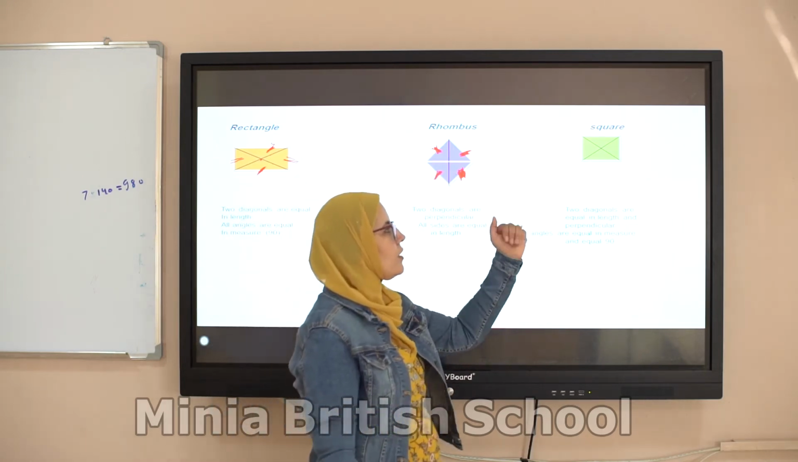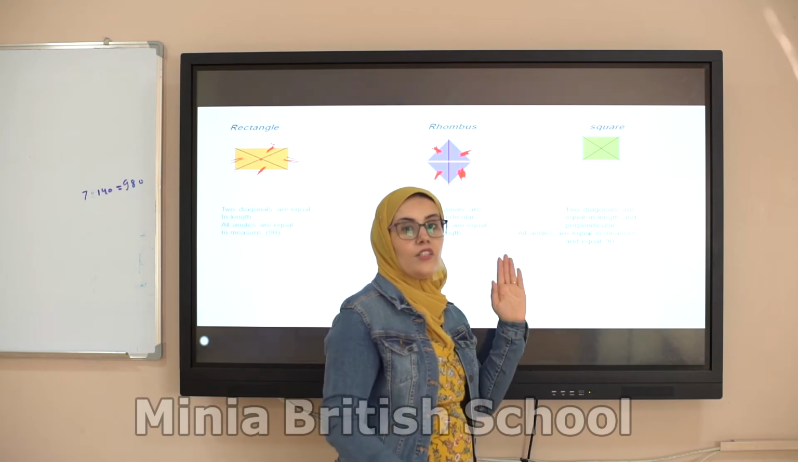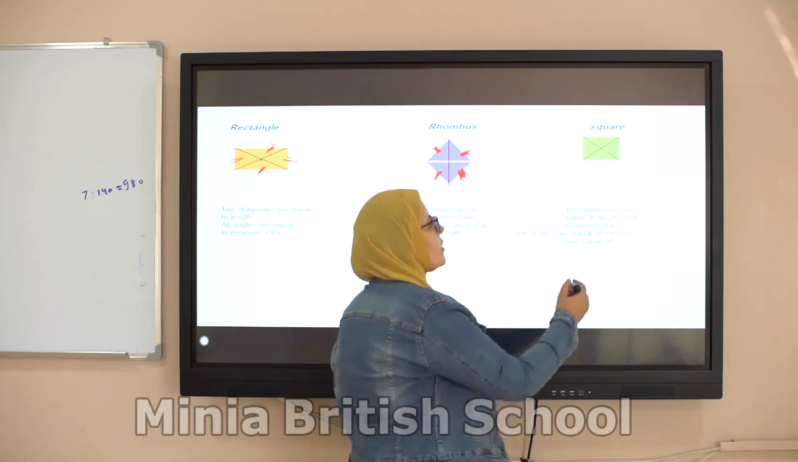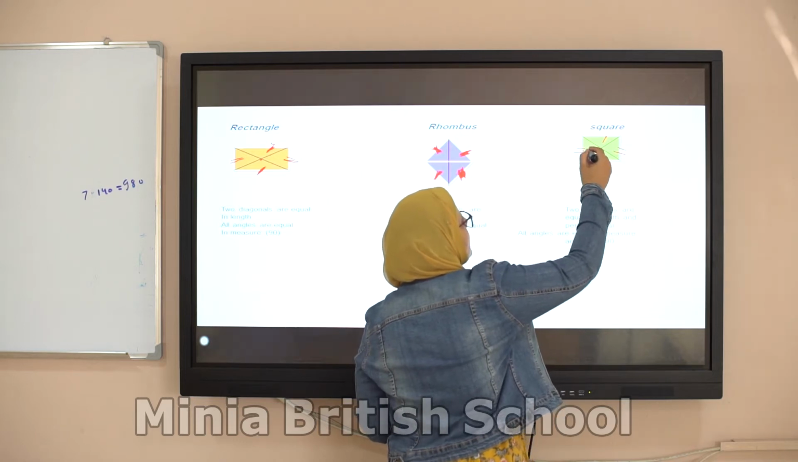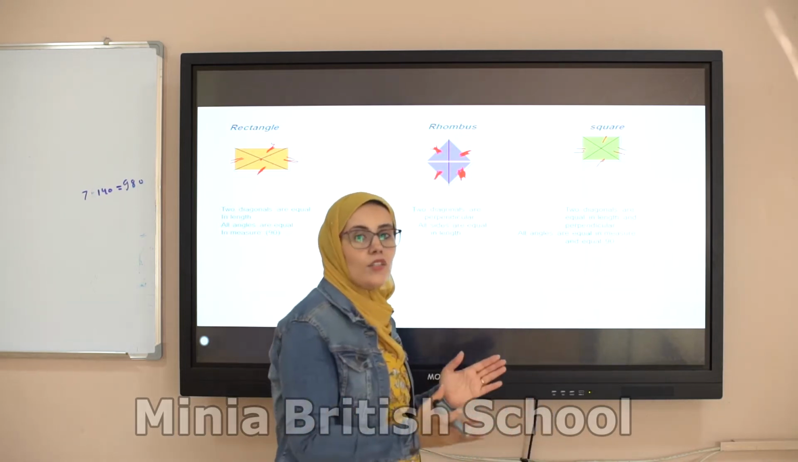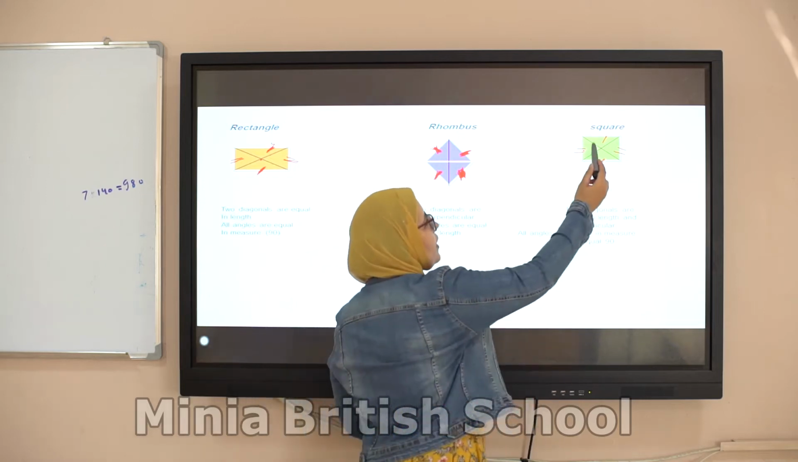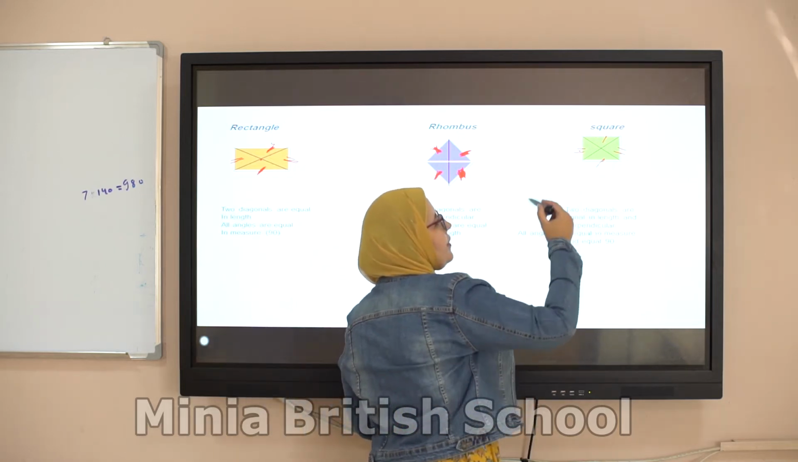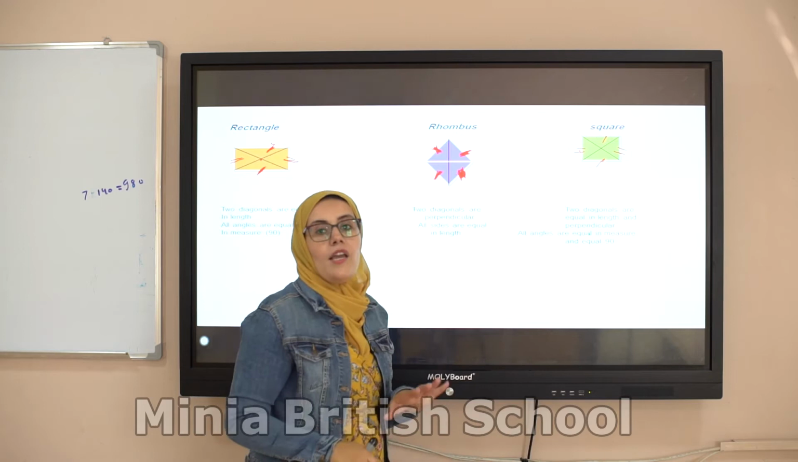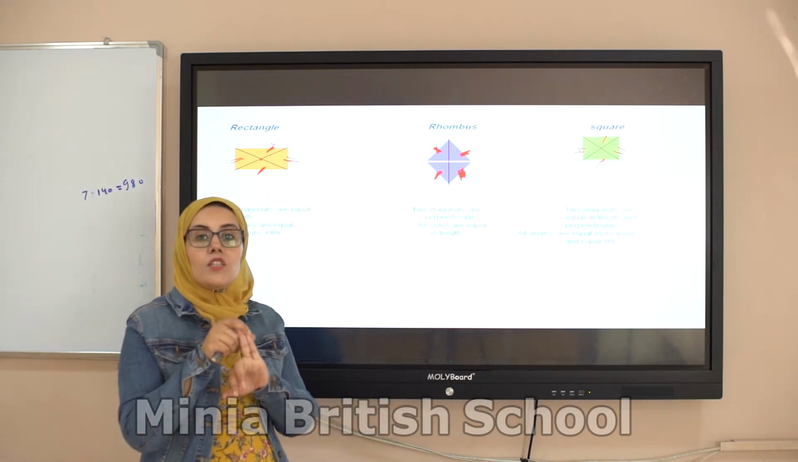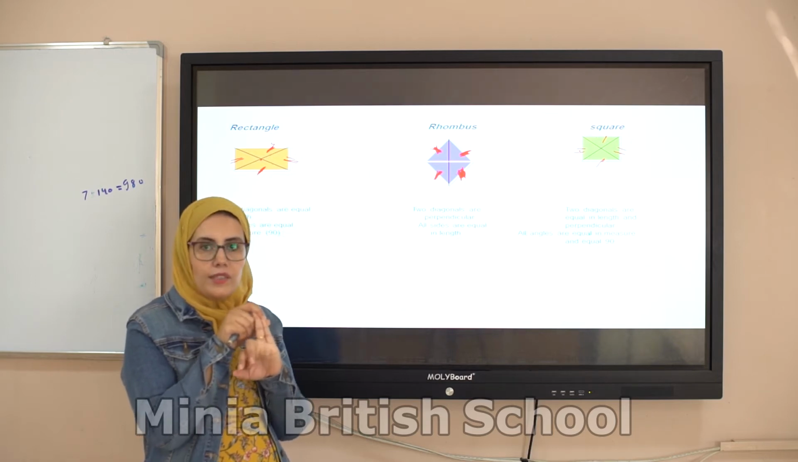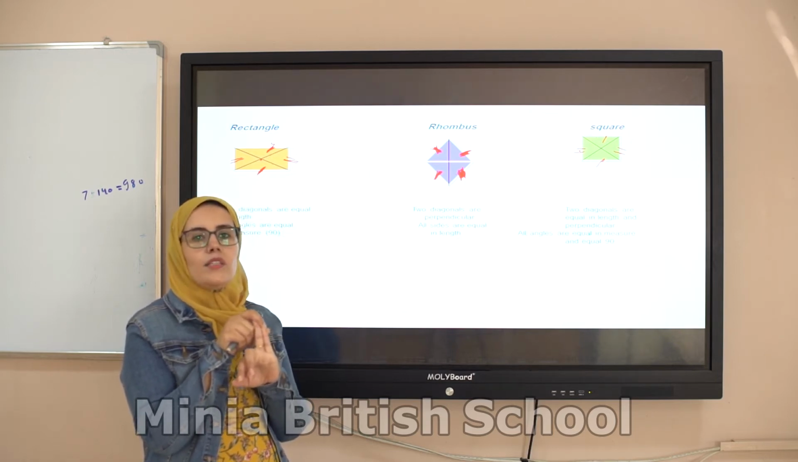What about the square? Also in a square, each two opposite sides are parallel. So this is parallel with this, and this parallel with this, and all sides are equal in length. This side equals this side, equals this side, equals this side. So in both the rhombus and the square, the sides are equal in length.